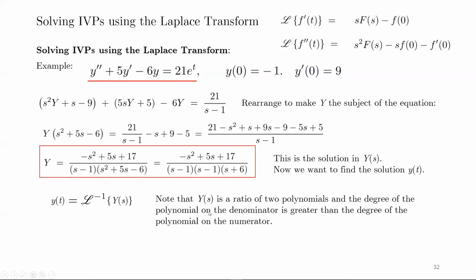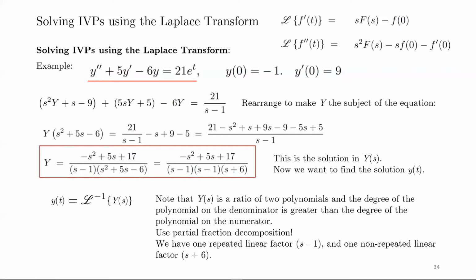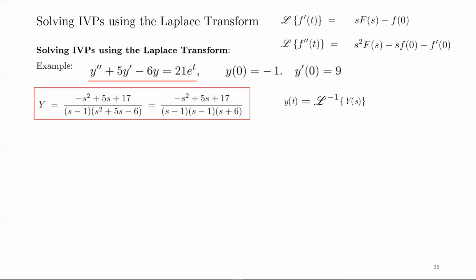But notice here that y of s is a ratio of two polynomials, and the degree of the polynomial on the bottom, the denominator, is 3, which is greater than the quadratic that we have on the numerator. So therefore we can use partial fraction decomposition to solve this problem. We have one repeated linear factor s minus 1 and one non-repeated linear factor s plus 6. So therefore we can write y, which is this ratio of these two polynomials, as a over s plus 6 plus b over s minus 1 plus c over s minus 1 squared.